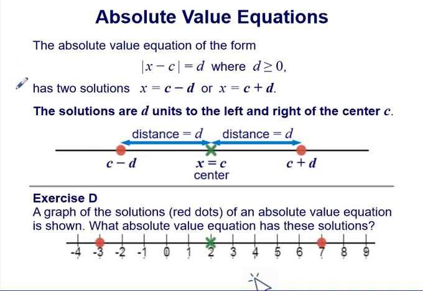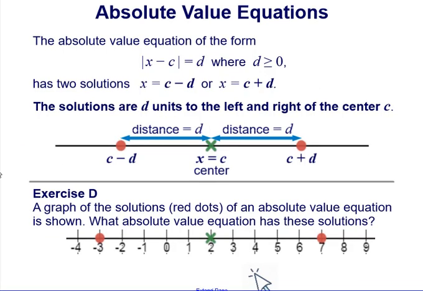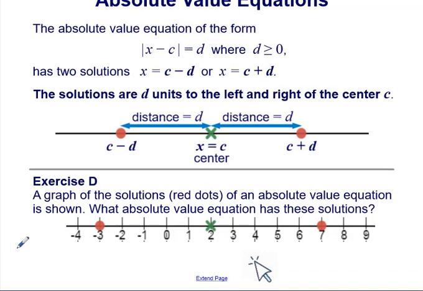So here, the solutions are d units to the left and to the right of that center C. Now, what if you start out with the graph? You visually have the solutions. So here's an example where the two red dots are the solutions. We have a solution at -3 and a solution at 7. Our center is 2. We can now ask, kind of going backwards, what absolute value equation has these solutions?